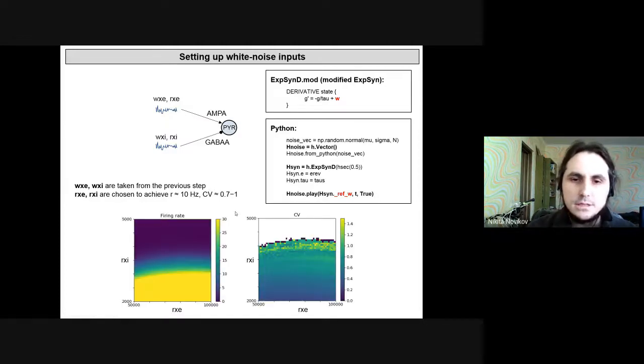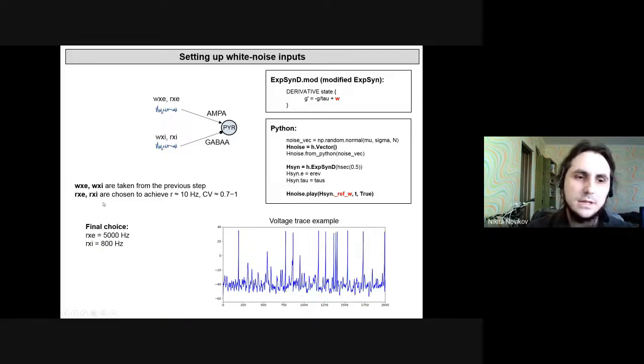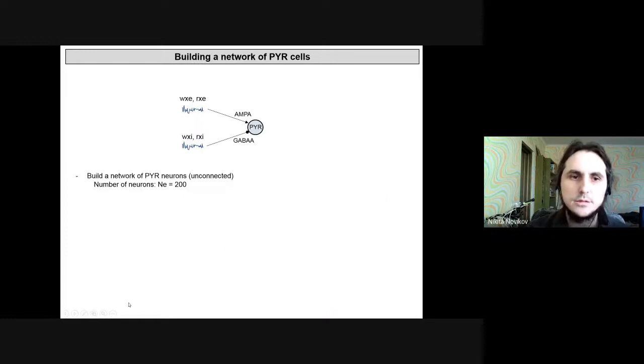Okay, so it is just a picture of how firing rate and CV depend on these two external firing rates, and this is the final choice. And here is an example of a voltage trace. It looks nice. There are fluctuations, balanced excitation and inhibition, and irregular spiking activity. Okay, and I did the same for fast spiking and low threshold spiking neurons.